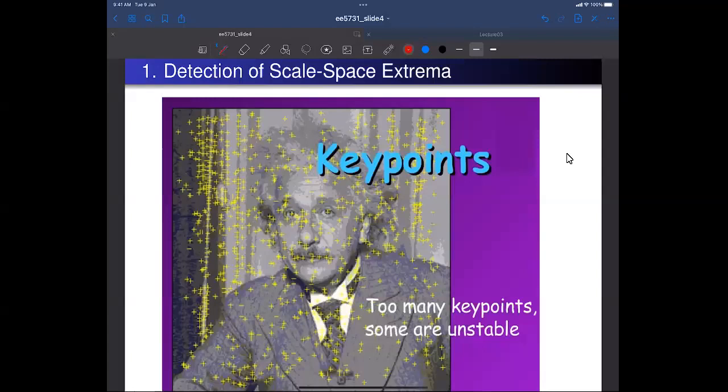Okay, so that's very important for matching, because matching is not necessarily under the same lighting condition. Any questions here? Again, stable key points are key points that are repeatable regardless of the situation when you take the picture of the image.